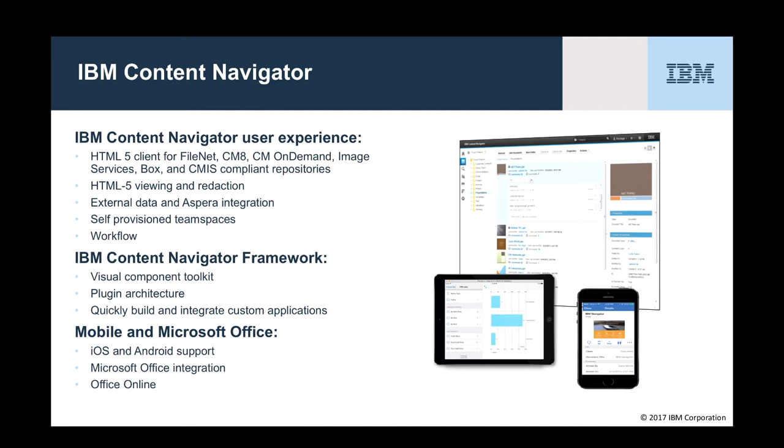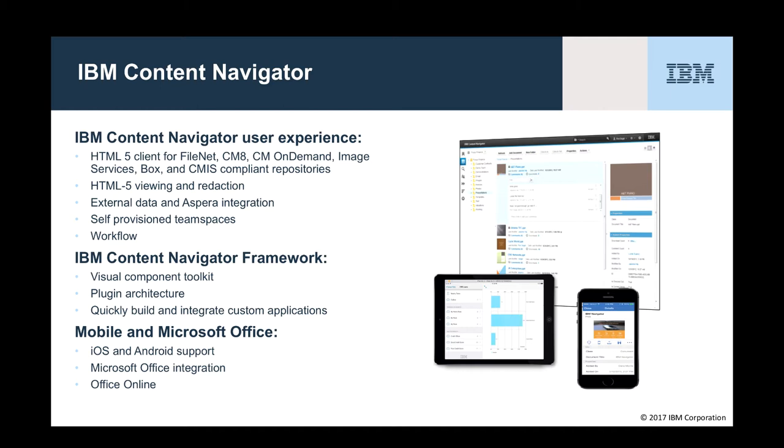It's a simple and configurable HTML5 browser-based solution for all of our IBM ECM repositories, Box and CMIS, and allows Navigator users to easily search through all their repositories to find the required content. ICN, as we sometimes call it for short, IBM Content Navigator, also supports external data integration for improved metadata and indexing. And I'll show you some of that during the demo today.